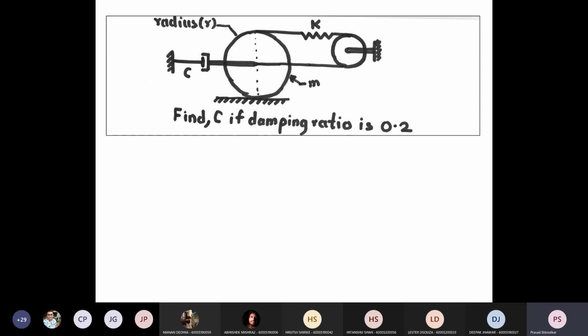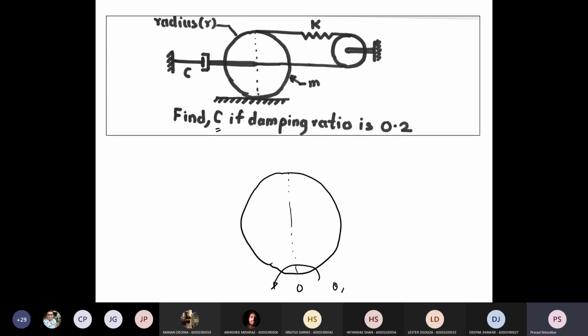So here, again, you have a spring mass damper system, and you have to construct a free body diagram. So let's construct this. You have to find C if damping ratio is 0.2. And in the quiz, some other questions are also asked based on this question. So let's first draw the free body diagram.